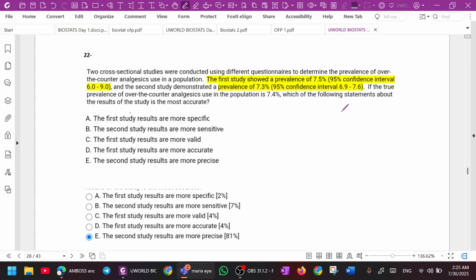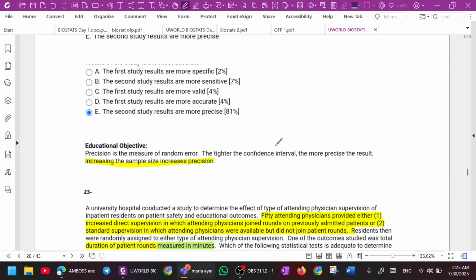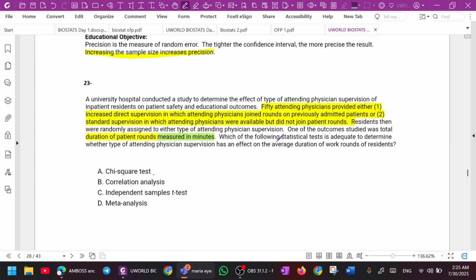Right. So look at the prevalence of 7.3. The confidence interval is tighter, 6.9 to 7.6, and the prevalence falls at 7.3. So it is tighter, isn't it? And look at the first study, where it is between 6 to 9. So it has a wider confidence interval, so it is less precise. Got it. Okay. Next.